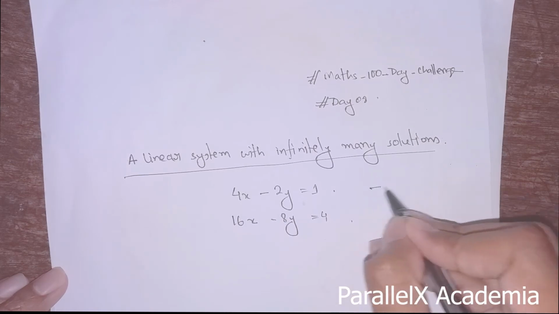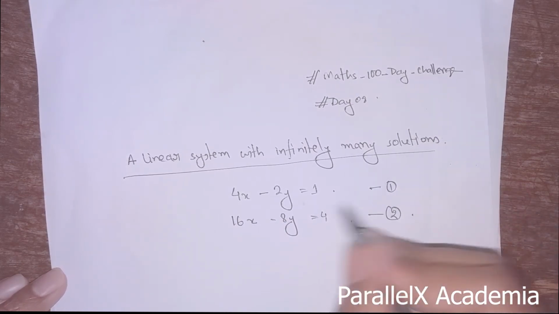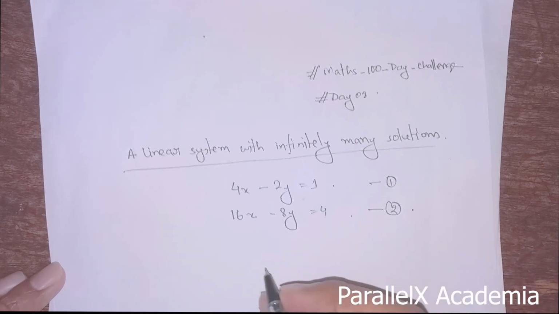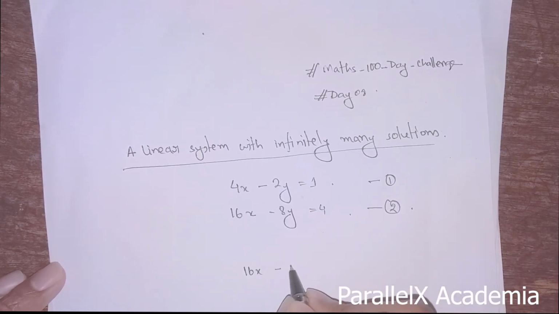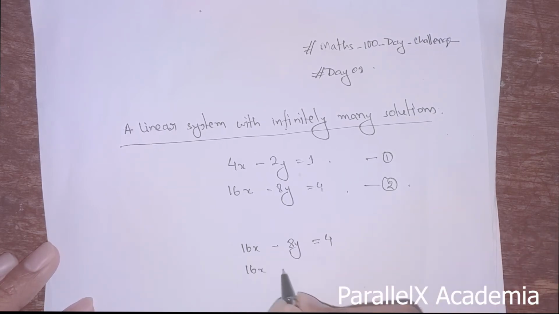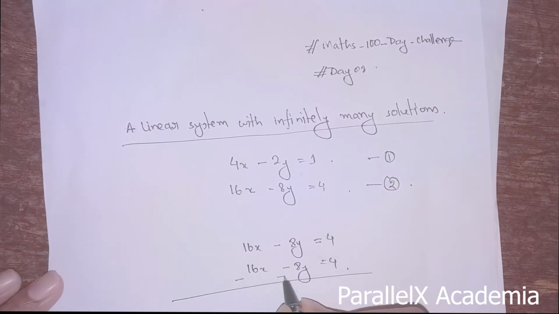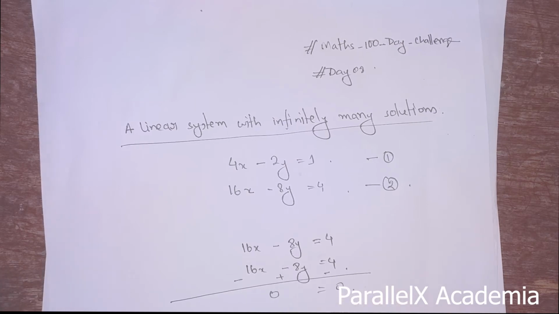Now let's say that this is 1 and this is 2. If you multiply 4 with the first equation, then we'll get 16x minus 8y equals 4. And the next equation here is 16x minus 8y equals 4. Now let's subtract these two. If we subtract these two, what will we get? 0 equals 0. So as you see, it's 0 equals 0.